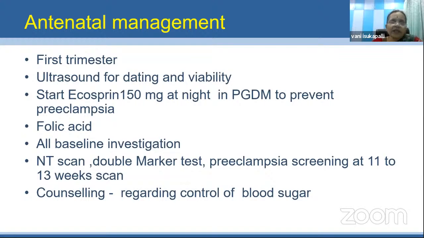Folic acid, anyhow, every antenatal woman would be receiving. All baseline investigations, and at 13 weeks, an additional scan for nuchal translucency, a double marker, and preeclampsia screening by uterine Doppler. So all these are important in GDM cases.